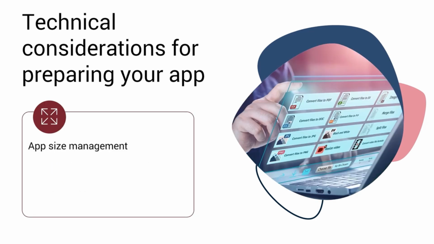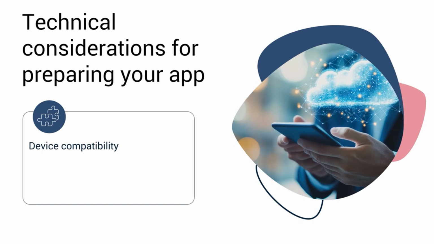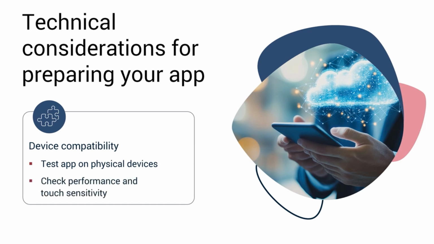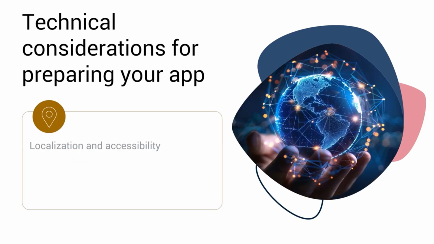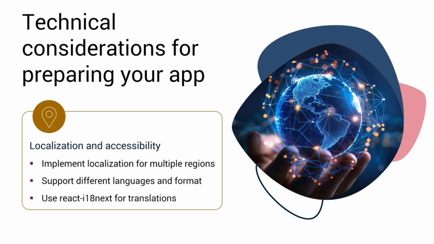XSS. Next, use the --minify flag during the build process to reduce the JavaScript bundle size. Analyze your bundle using tools like Source Map Explorer to identify large dependencies that can be removed or replaced. To check device compatibility, while emulators are useful, always test your app on physical devices to identify issues related to performance, touch sensitivity, and real-world usage scenarios. If your app targets multiple regions, implement localization to support different languages and formats. Libraries like react-i18next can help manage translations.